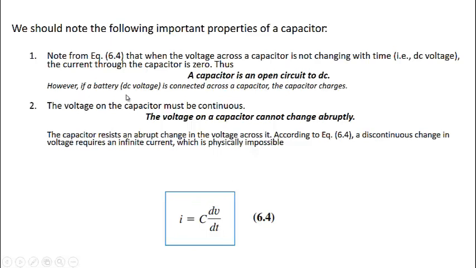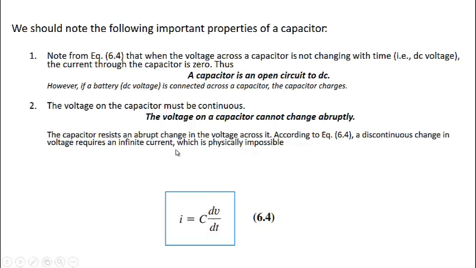However, if a battery DC voltage is connected across the capacitor, the capacitor gets charged. There will not be any current flowing through it, but it charges. The voltage on a capacitor must be continuous. It is one more property of the capacitance. It must be continuous, because if it changes abruptly, you can see dV by dt will be infinite. So we would need a current of infinite amplitude, or magnitude, which is impossible in practice.